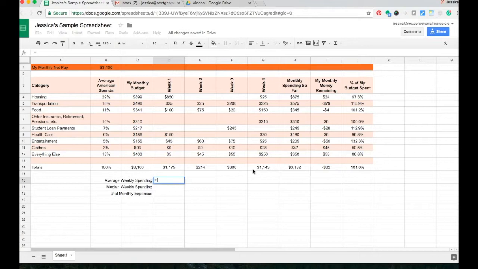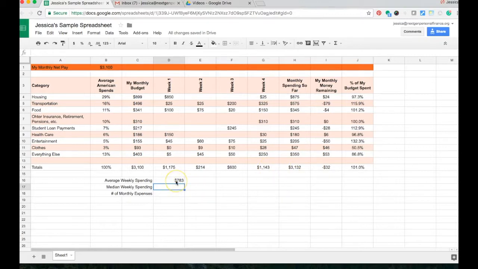So, I could type equals and, thinking of your math PEMDAS type rules, you can put parentheses in and say, okay, add this plus this plus this plus this, close up your parentheses, divide by four, and we get our average weekly spending of $783. That's one way you can do it.